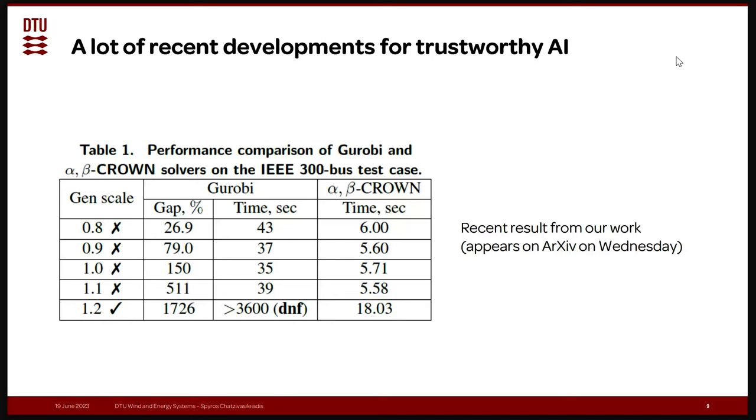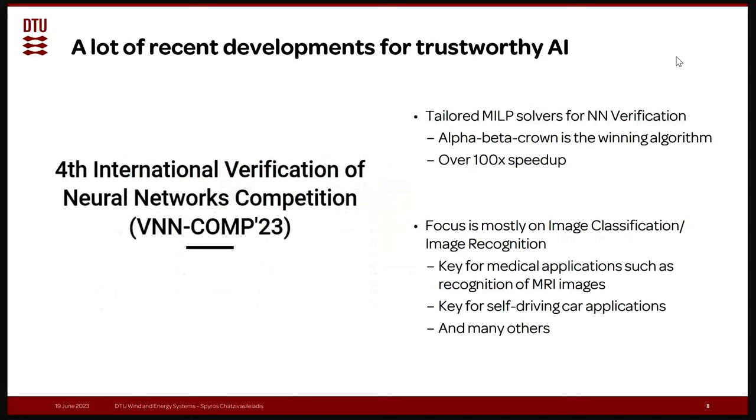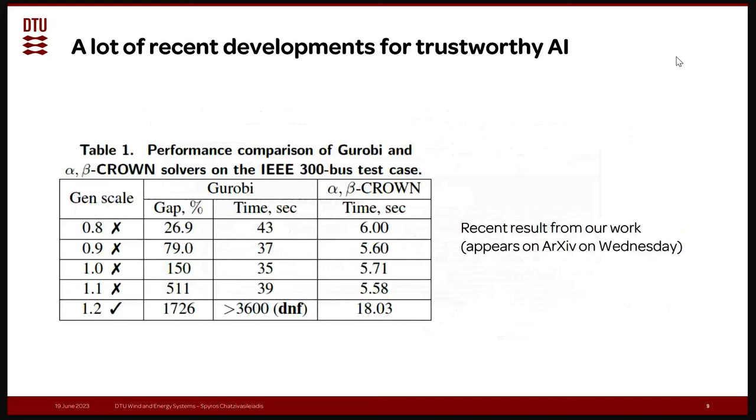Jalal, I have until 11:15, right? Yeah. Okay. So this is from a very recent paper. We just submitted that during the weekend. I don't have the arXiv version yet, but I will have it on Wednesday. So what we did is we adapted the winning algorithm from this VNN competition, which is actually open source, so you can all use it. They have published papers. You can all see how this works. So we have taken that, and we compared that with Gurobi.